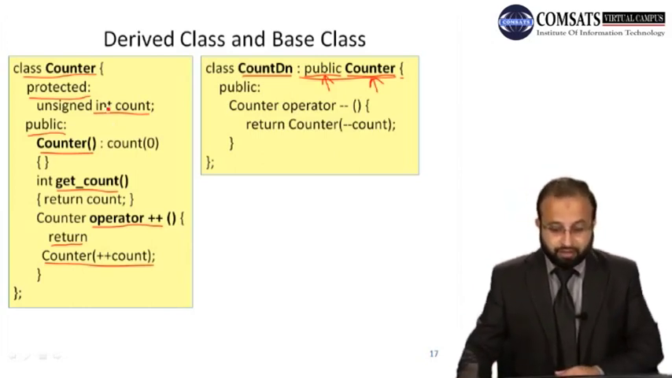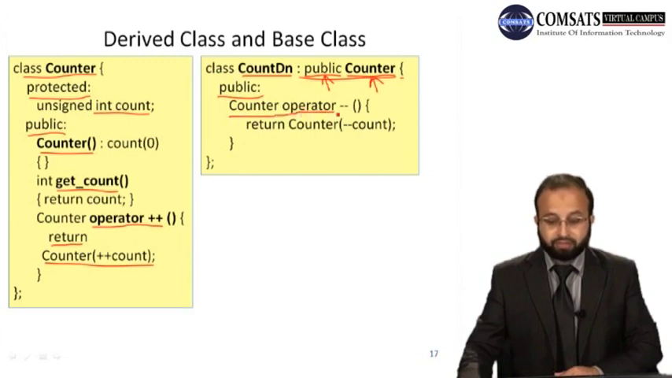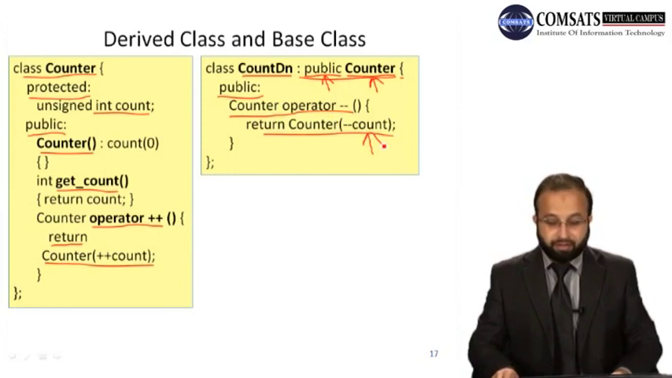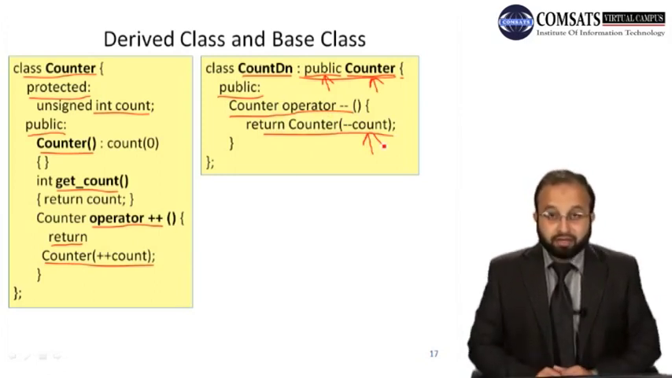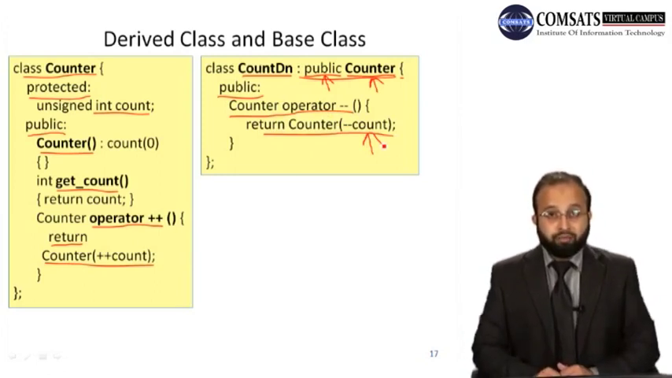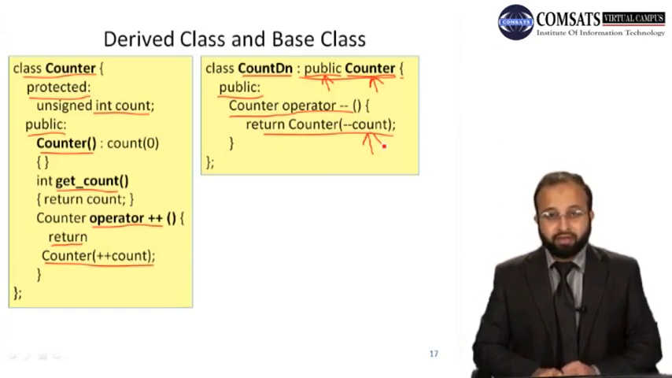So what we did in the CountDn class is write the definition of just one function, operator minus minus, and what it does is return an object of the Counter class but decrement the value. Okay, so instead of incrementing, it is decrementing. So we derived the CountDn class from the Counter class, and we overloaded the minus minus operator in the CountDn class.